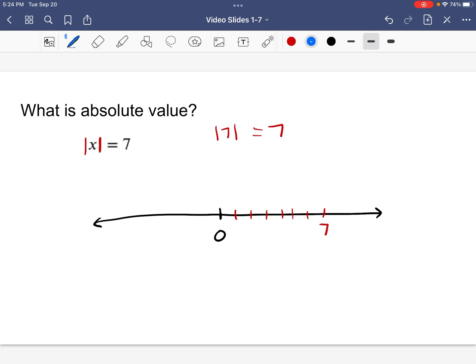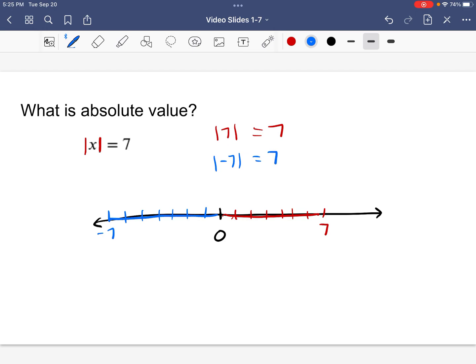Notice that I wanted to find the absolute value of negative 7. 1, 2, 3, 4, 5, 6, 7. Here's negative 7. Well, how far away from 0 is negative 7? Well, it turns out that this distance here is 7, and this distance here is also 7.